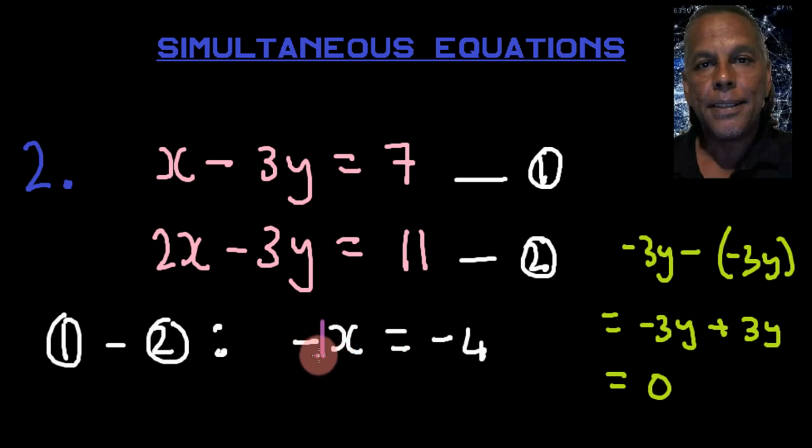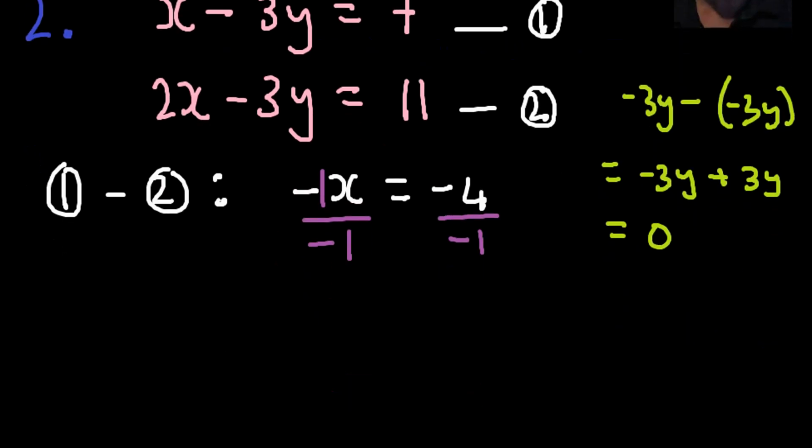So to get rid of the negative here, we can divide both sides by negative 1. And we see that on the left-hand side, the negative ones will cancel, and we're left only with x. And then we'll have negative 4 divided by negative 1, which is positive 4. So now we have the value for x. We can substitute this value back into any one of the two equations.